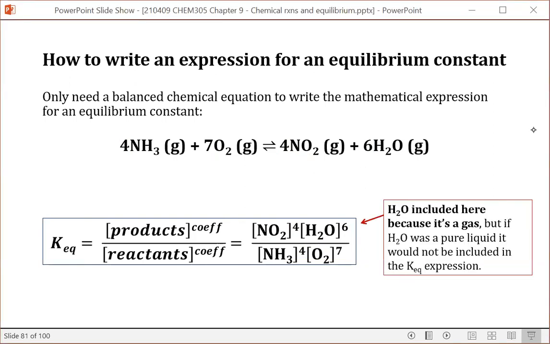And again, we include water in this one because it's a gas, but if it were a pure liquid, it wouldn't be included in the KEQ expression.